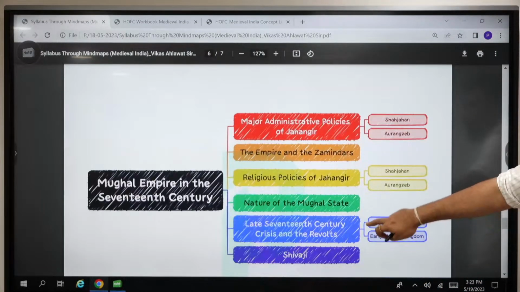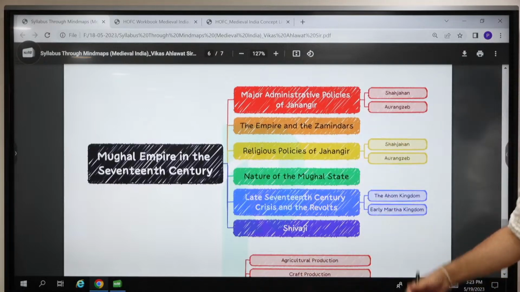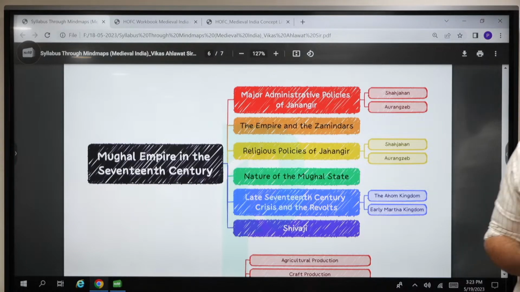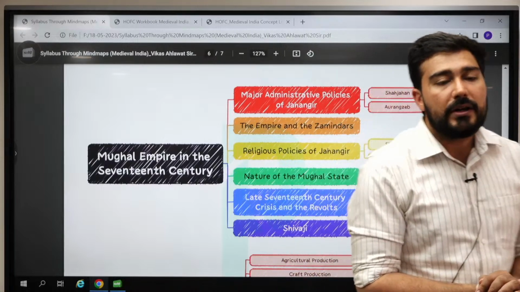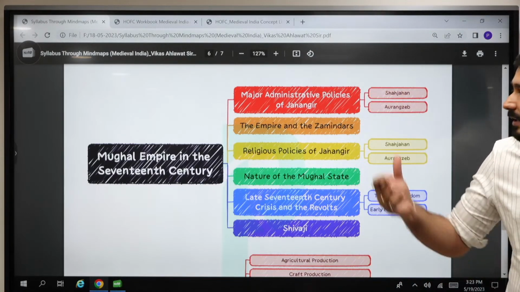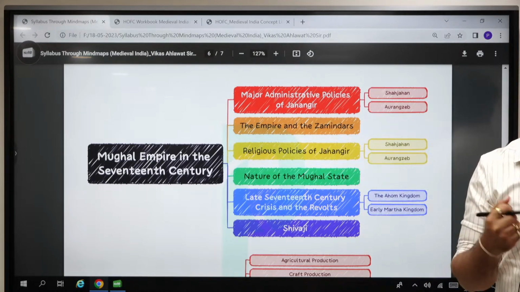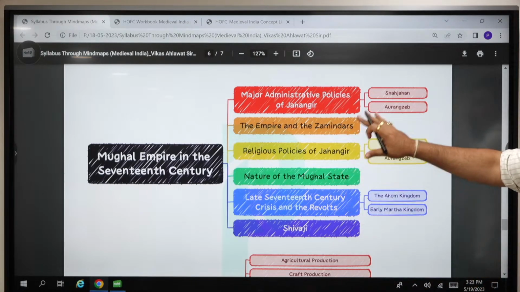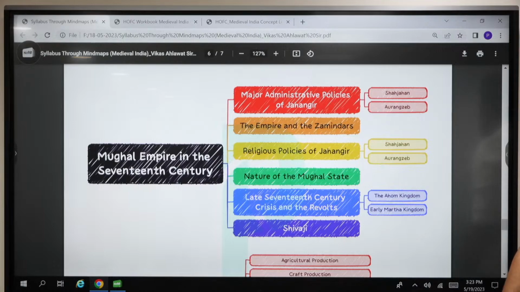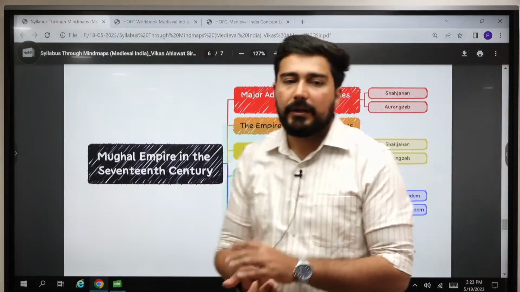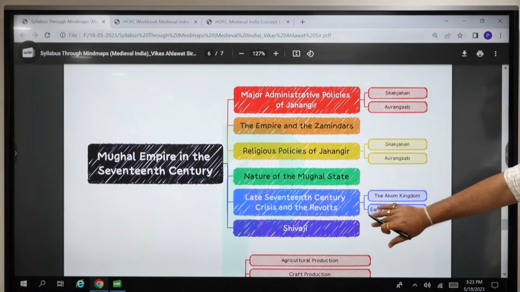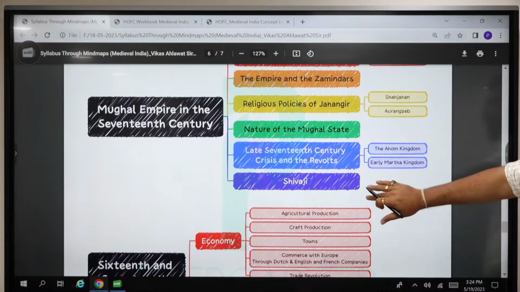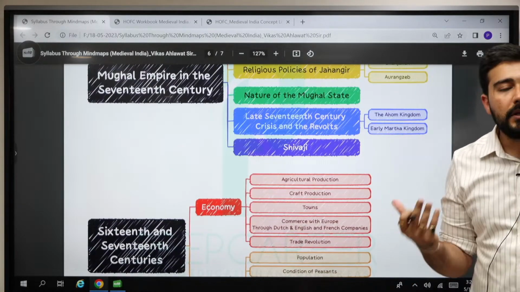Then in the 17th century, we see the policies of Shah Jahan and Aurangzeb. Whenever we study Jahangir, Shah Jahan and Aurangzeb, we try to compare them with Akbar to understand the transition, the manner in which these people have been able to do well in the administration or not. Then the empire and the zamindars, because zamindars were not a homogeneous category. There were multiple layers. We have to understand them. Then the policies of Jahangir, the nature of the Mughal state, and finally the beginning of the crisis.